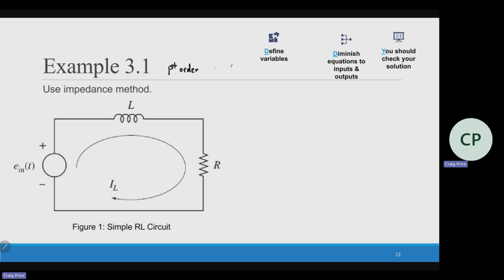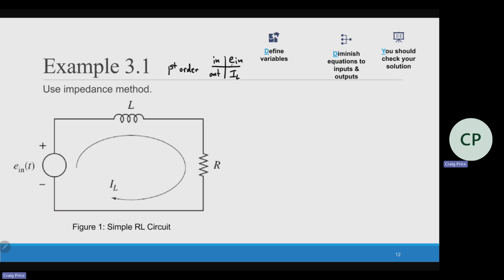We have the input was En. The output was the current. So we did all those first steps just to figure out where this equation is going. But now we get to the definition, and this is where we can split off. When it comes to homework, when it comes to tests, I don't care which method you choose. If you like this one more, use it.